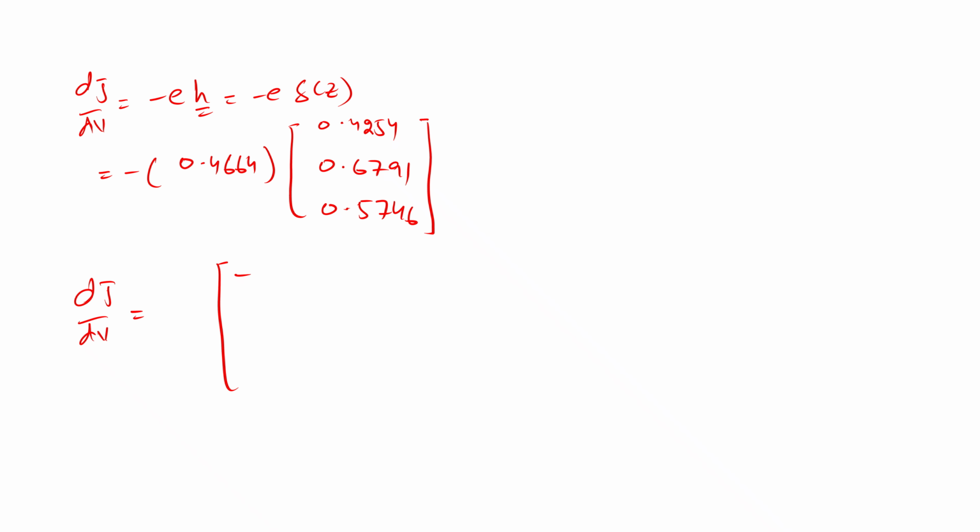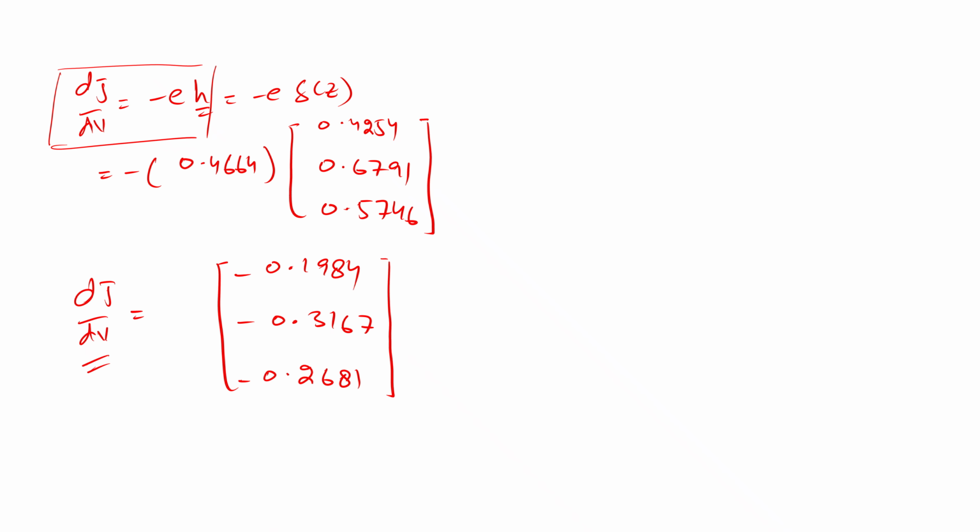Okay, so dj by dv becomes minus 0.1984. Please verify these values, I may have made a mistake. I'm just recalling and informing you about this, because there is a lot of mathematics involved. But the good thing is that the mathematics is only multiplication, addition, subtraction, because we know these formulas already, so we don't need to go into the detail. Now we have dj by dv.